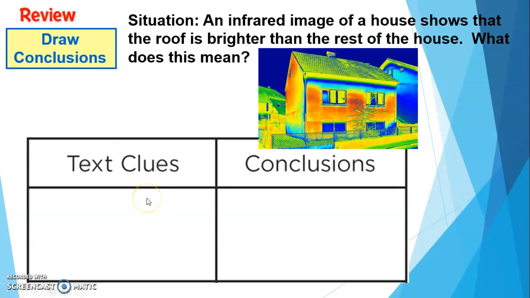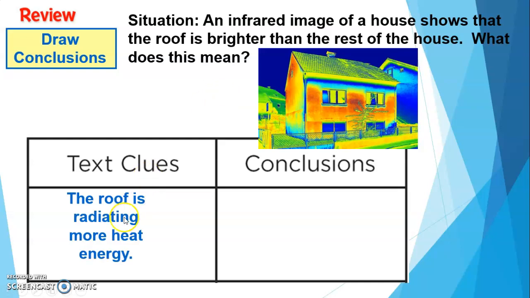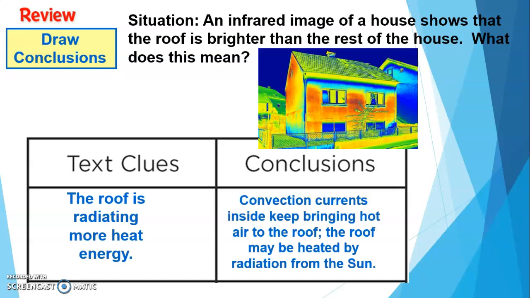Okay, in conclusion, I want you to write in your notebook the chart, the test close. What data do we have about this situation? We have that the roof is radiating more heat energy. So for that reason, we can tell that the convection currents inside keep bringing hot air to the roof. So the roof may be heated by radiation from the sun.